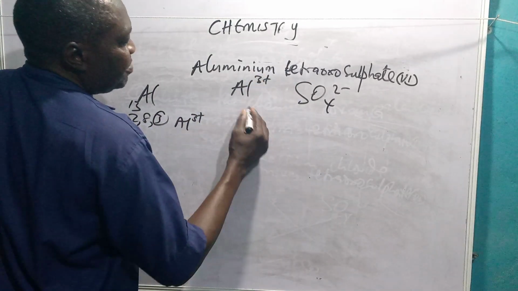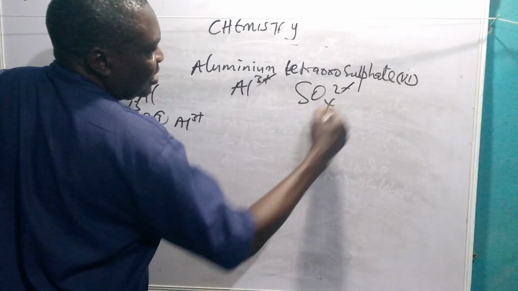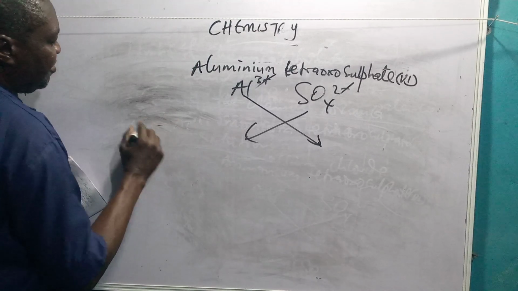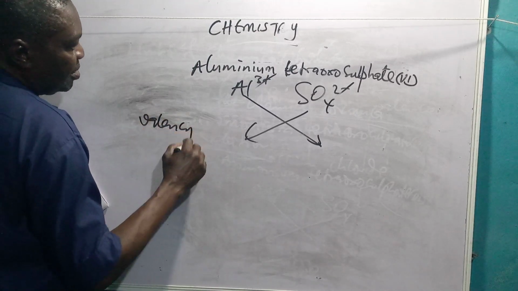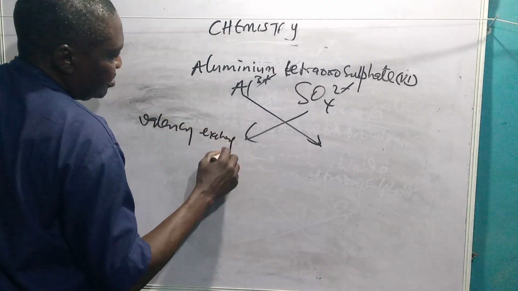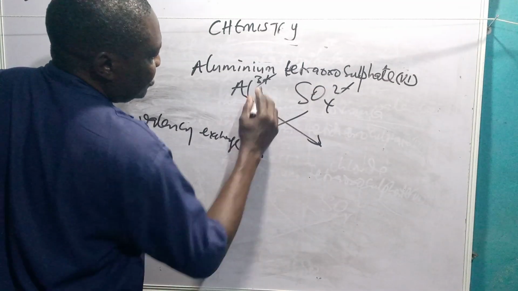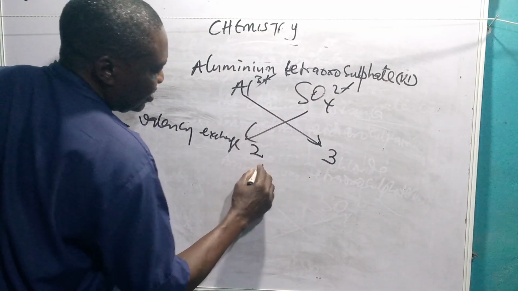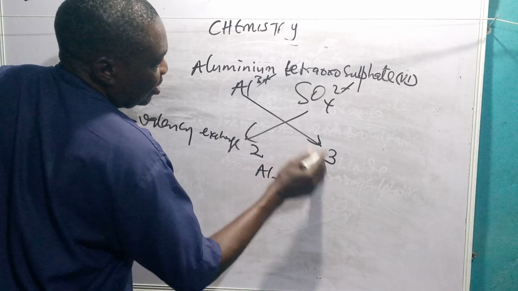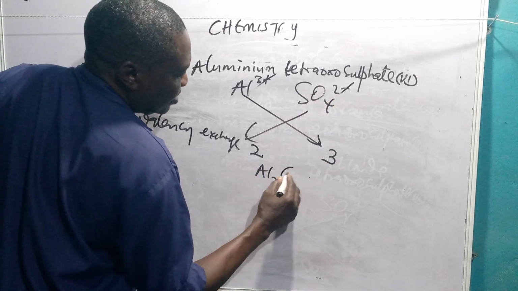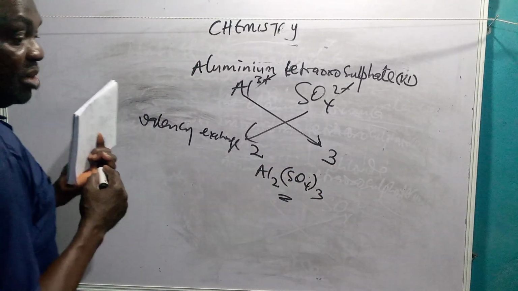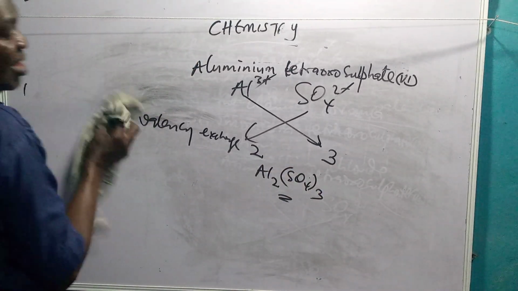Okay? Then you count the charge, it will cancel out, and you exchange their valency. You can write it here, valency exchange. 2 will come here, 3 will come this way. Therefore, when you want to write the chemical formula, it becomes Al2. Because this one is a group, you put a bracket: Al2(SO4)3. I think this one will cause you to remember the other ones you have been taught.